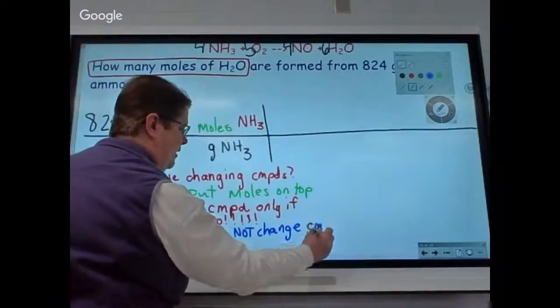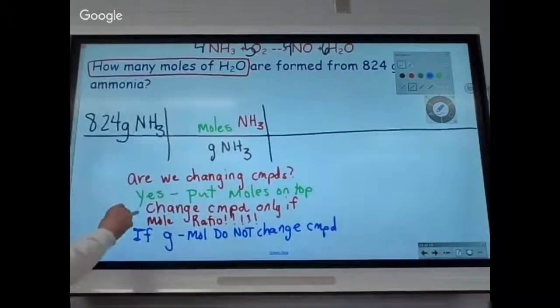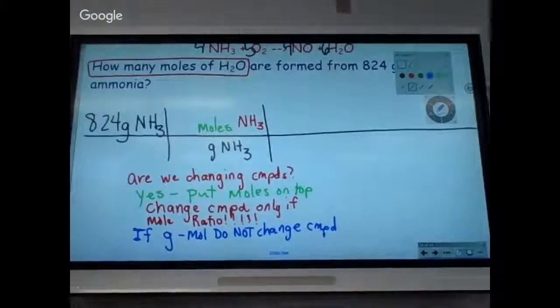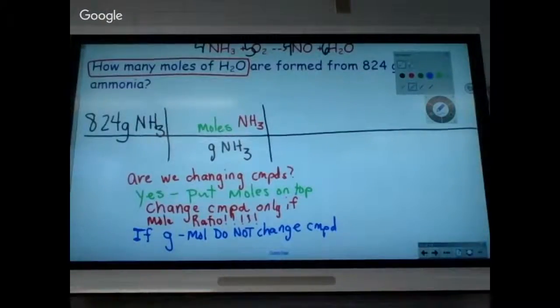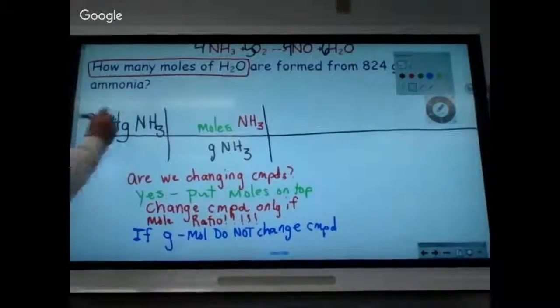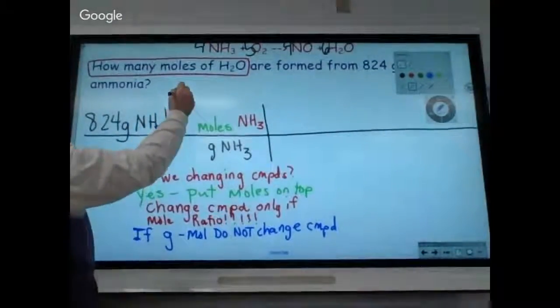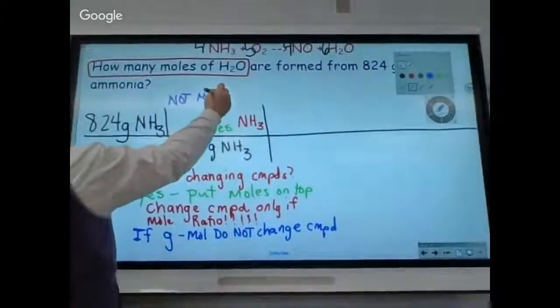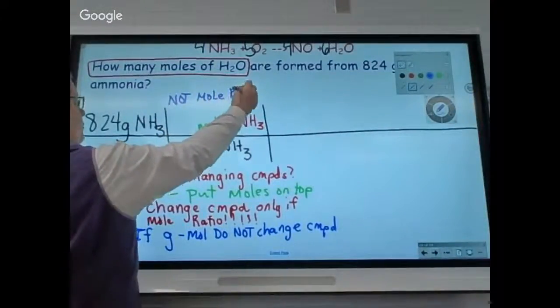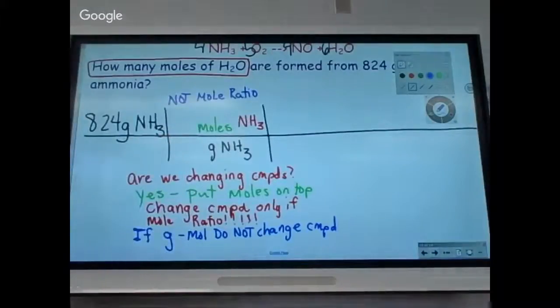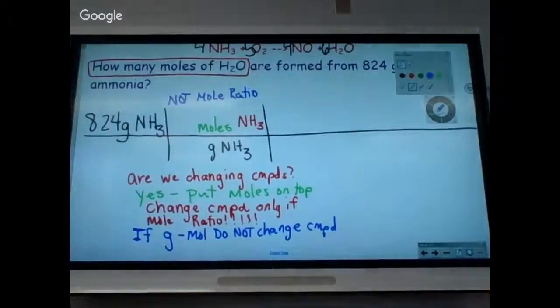We'll be more explicit since that's clearly not getting it for some of us. If grams to moles, do not change compound. Does that make it a little more explicit? Okay. So that's not a mole ratio. I'll even write that above: not a mole ratio. So that's why we can't change the compound there.